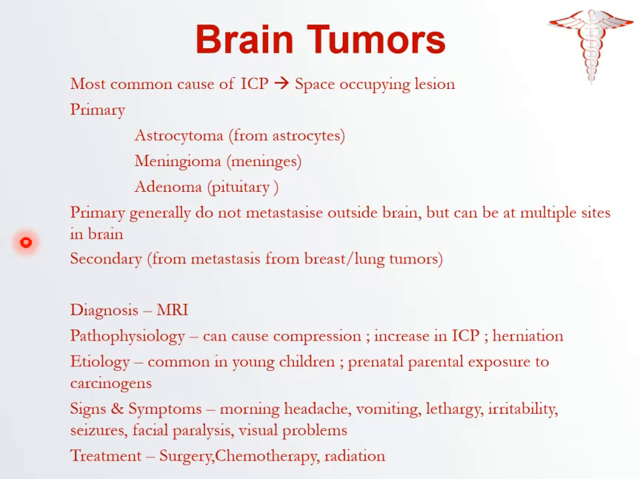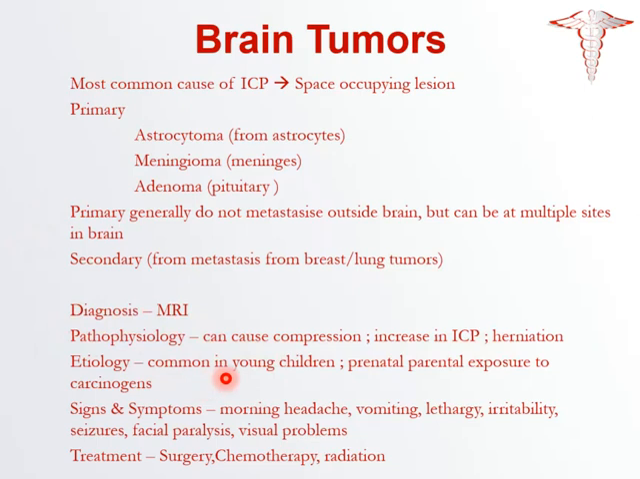Okay, now there can be secondary brain tumors also, which generally come from metastasis, and the metastasis generally occur from the breast and the lungs. Okay, how do you diagnose brain tumors? By MRI. Pathophysiology: they can cause compression and an increase in intracranial pressure. They can also cause herniation.